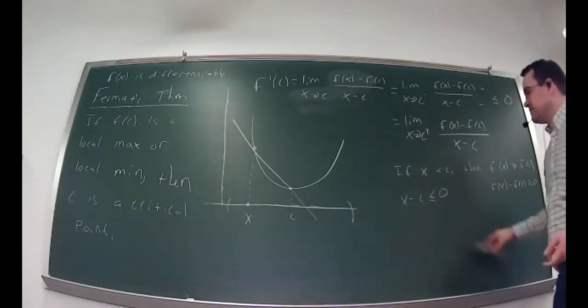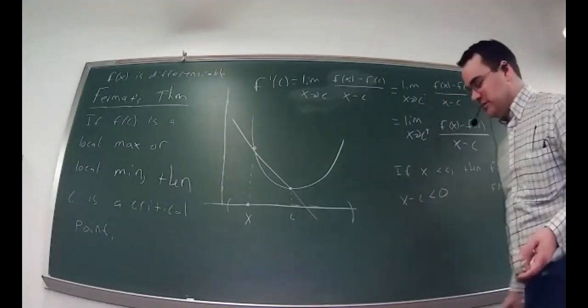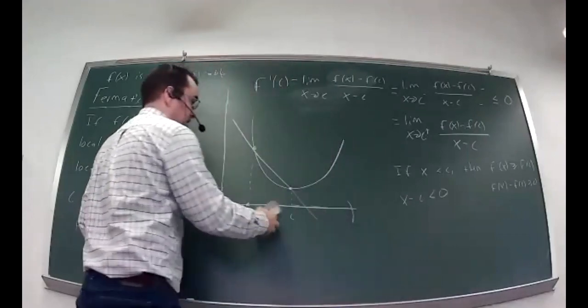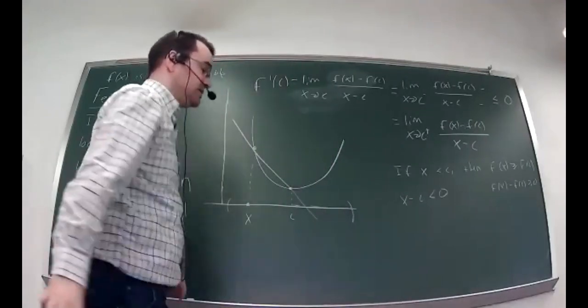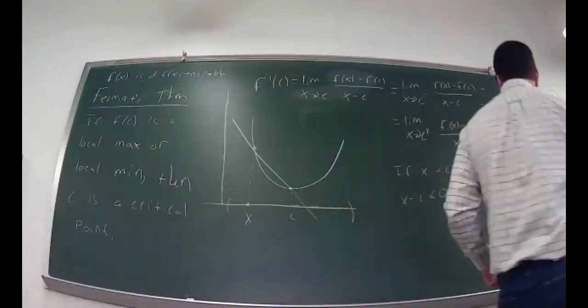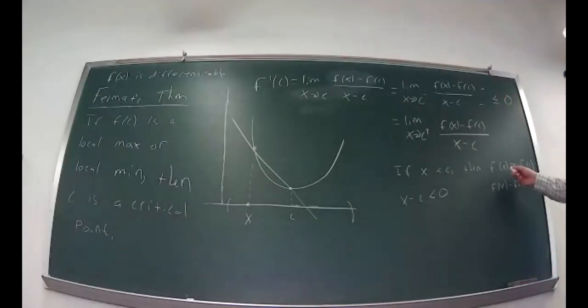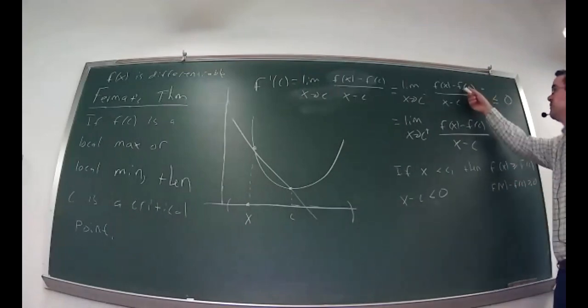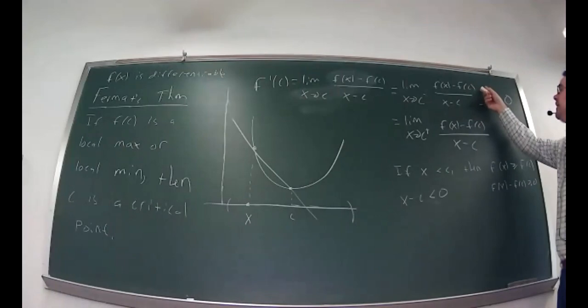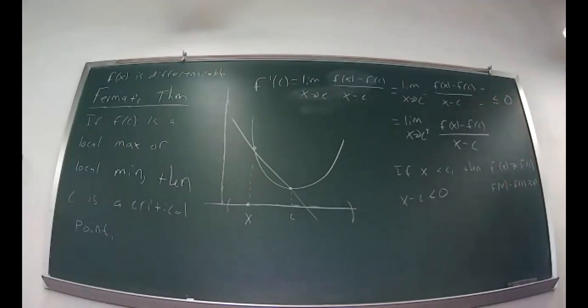I mean, I guess x minus C is always less than 0 because you're not picking x equal to C. You're picking x less than C. So that's fine. But f of x is bigger than or equal to f of C. So f of x minus f of C is bigger than or equal to 0. So this quotient, 0 or positive divided by something definitely negative, has to be less than or equal to 0.